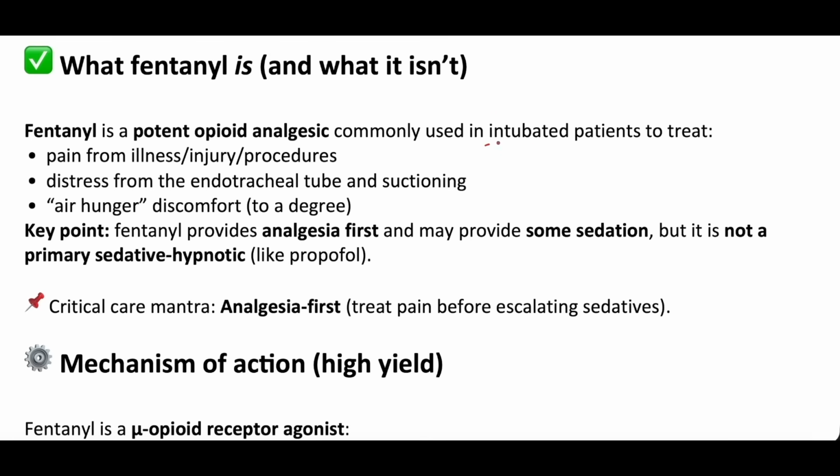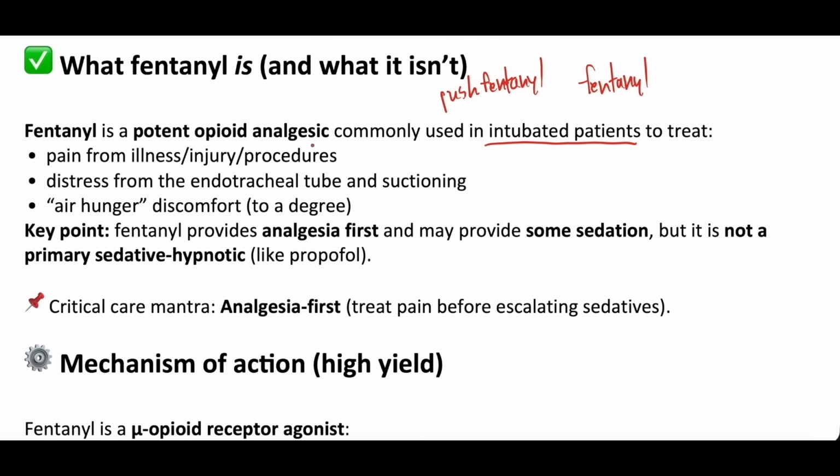It's commonly used in intubated patients, though, to treat pain from their illness, procedures, what have you, being on a ventilator with an endotracheal tube and getting suctioning, even air hunger to some degree. But in the ICU intubated population, we often put patients on fentanyl infusions, which we'll talk more about. Whereas in the acute pain, whether it's the emergency department or pre-hospital world, you're usually giving patients a push of fentanyl. So that's a little bit different.